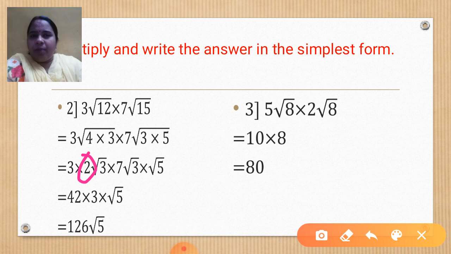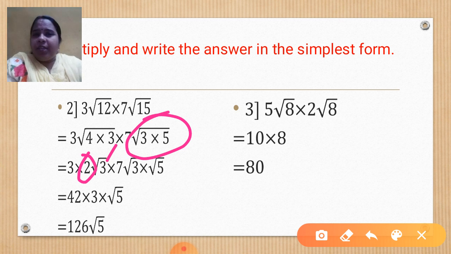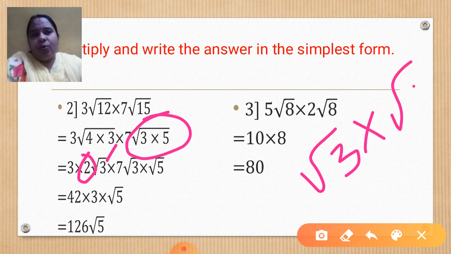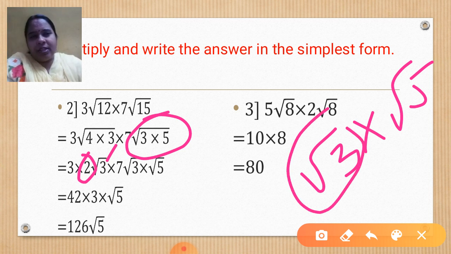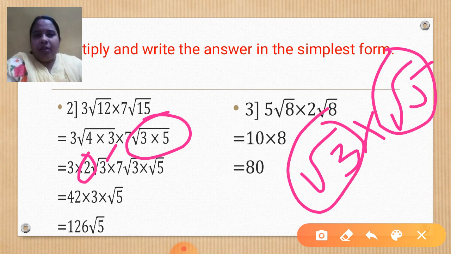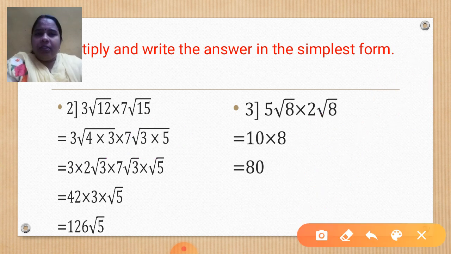root 4, 2 will come out and this root 3 will be left as it is. Root 3 into root 15 is not having any factor that can be taken out. So what I am doing is, I am separating it as root 3 into root 5. I am not changing the question. It was root 3 into 5. I am just separating it as root 3 and root 5. Why is this done? That I will tell you now. See, now this step is okay. I hope you have understood.